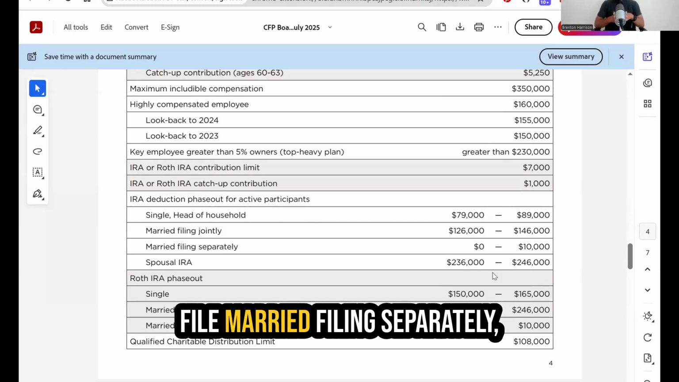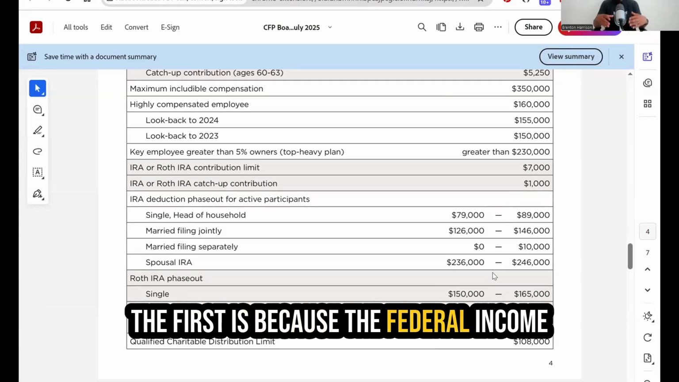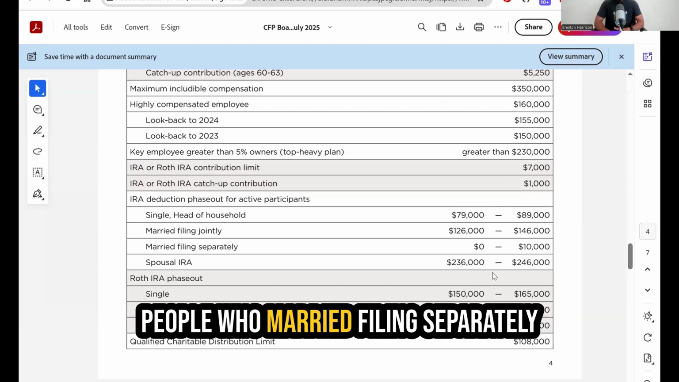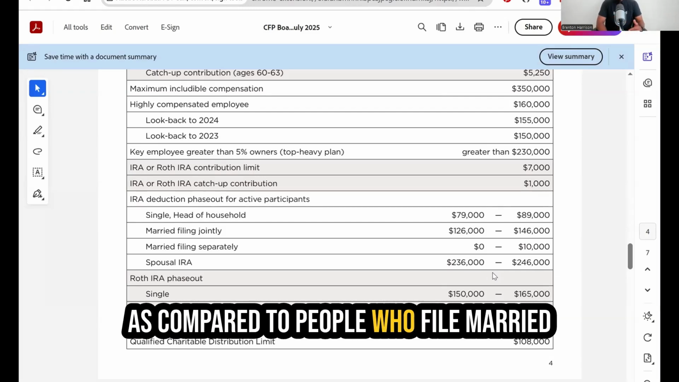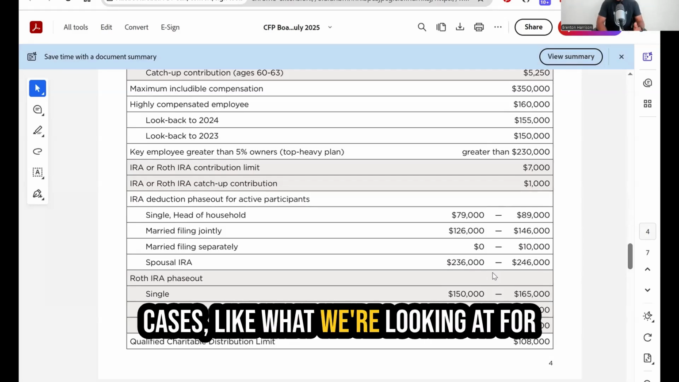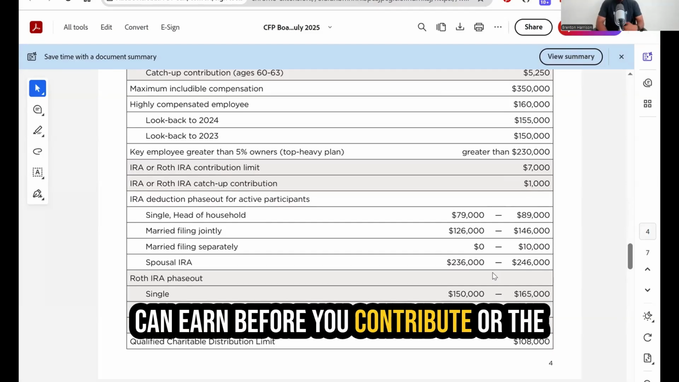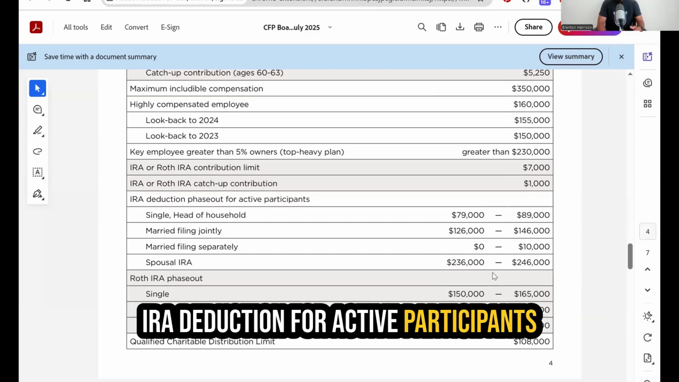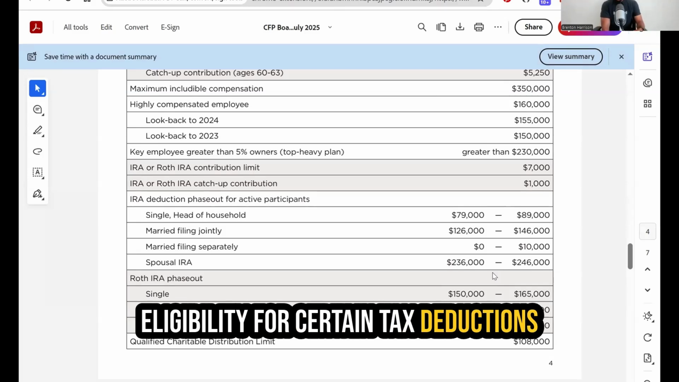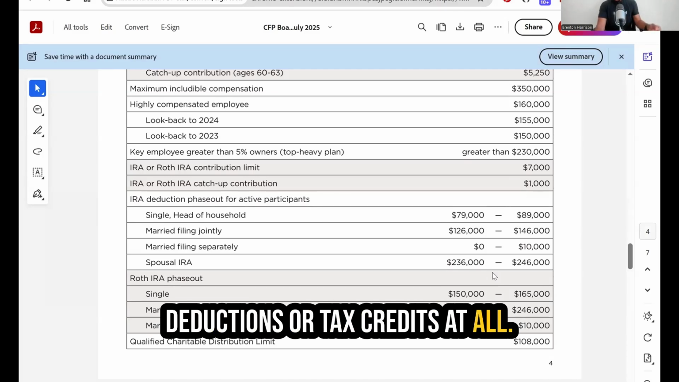But when you file married filing separately, it is a very big decision. The first is because the federal income tax tables are less forgiving for people who file married filing separately as compared to people who file married filing jointly. But you also, in many cases, like what we're looking at for the Roth IRA in terms of how much you can earn before you contribute, or the IRA deduction for active participants, will have a severely reduced eligibility for certain tax deductions, or you will not be able to use those deductions or tax credits at all.